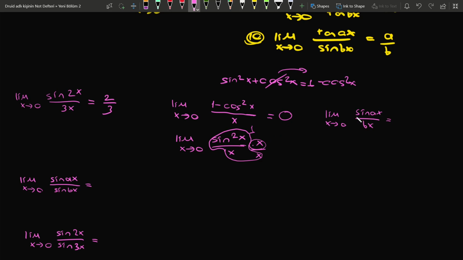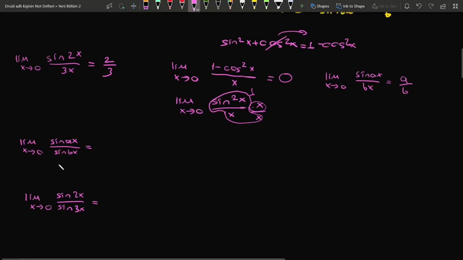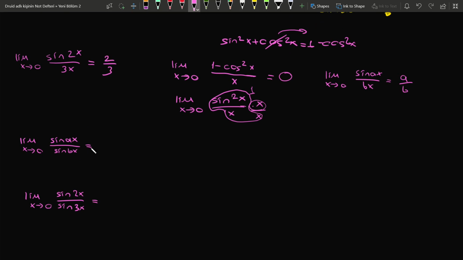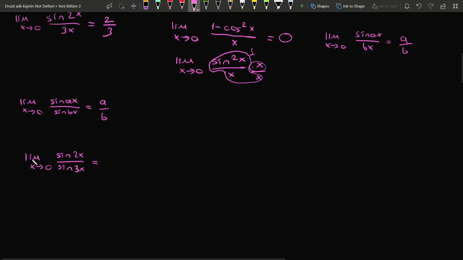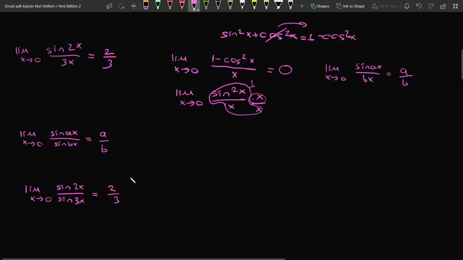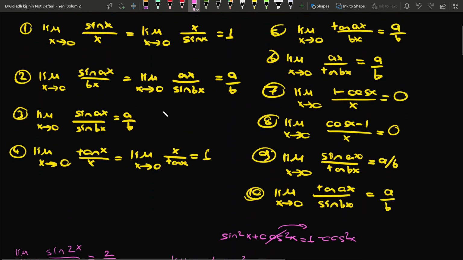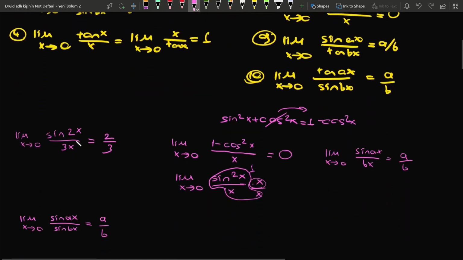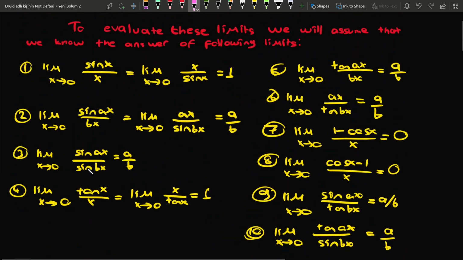Sine ax over bx as x approaches 0, by the rule we have, is going to give us a over b. Sine ax over sine bx, by the rule we have, is going to give us a over b. And lastly, the limit of sine 2x over sine 3x as x approaches 0 is going to give us 2 over 3. When you know the rules, applying them in these questions is not that hard. We will see a little bit more complicated questions in the next video.